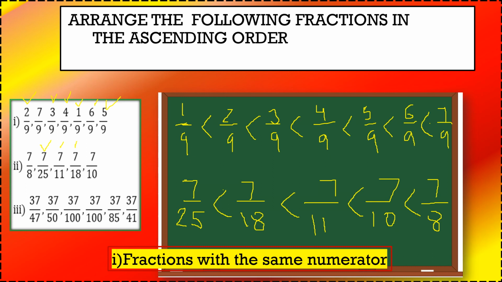So children, this is how you can arrange the fractions. Can you see, children? So yourself, when you have the same denominators or you have the same numerators. Is it clear? I want you to do the third part here, part 3, on your own. So this is a practice question for you, children.